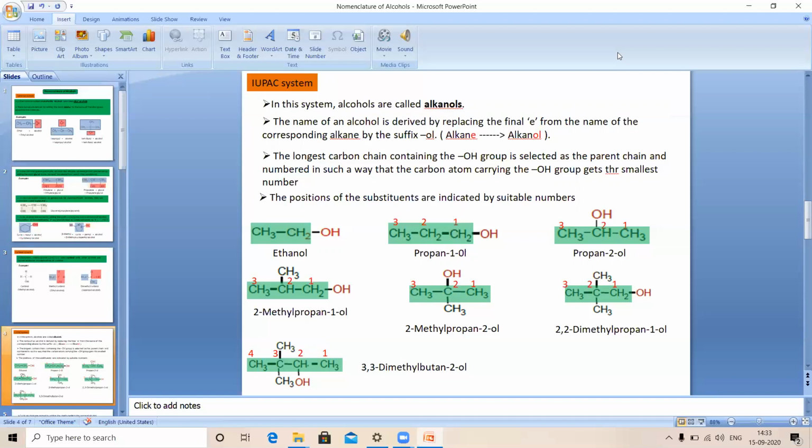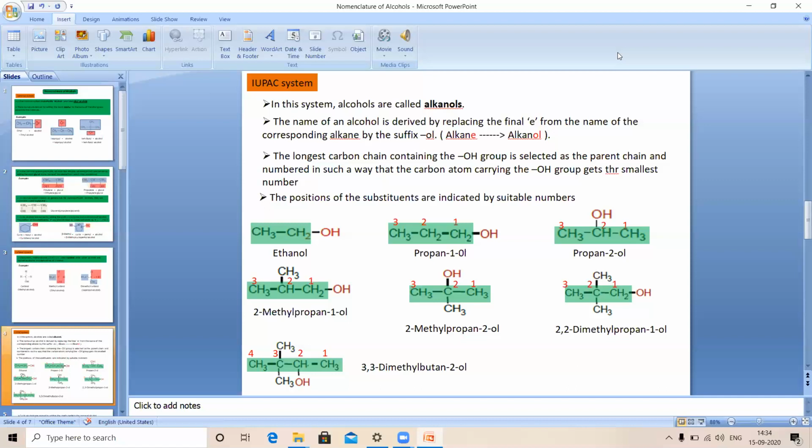Take the third example, CH3CHOHCH3. This is a similar example. Here the only change is that the OH group is present at carbon number 2, and that's why the name becomes 2-propanol. So we write it as propane-2-ol.